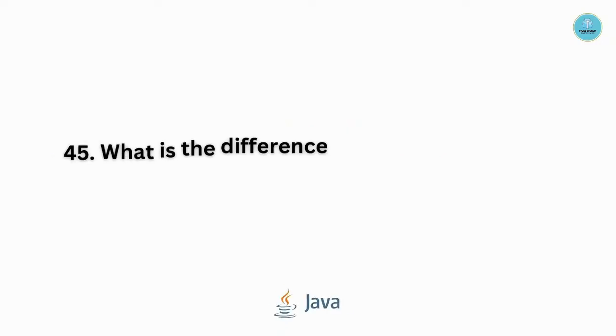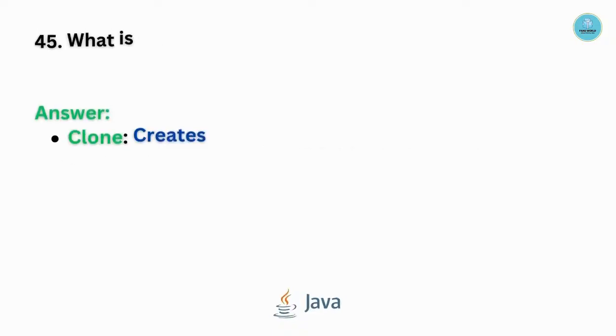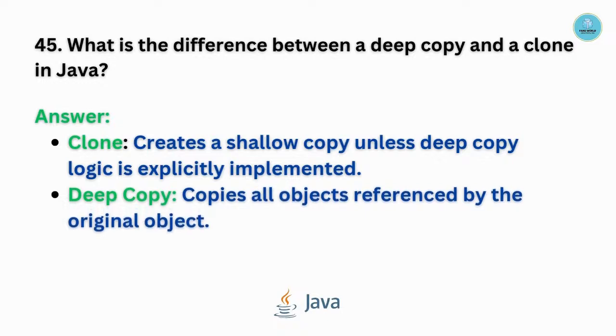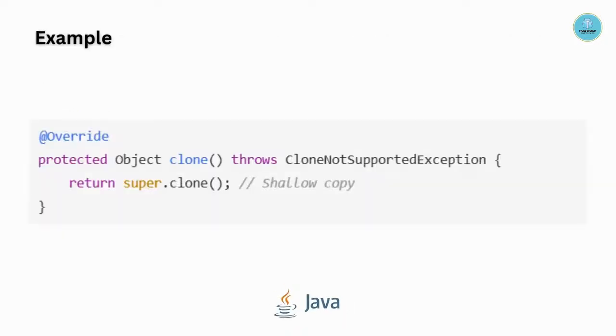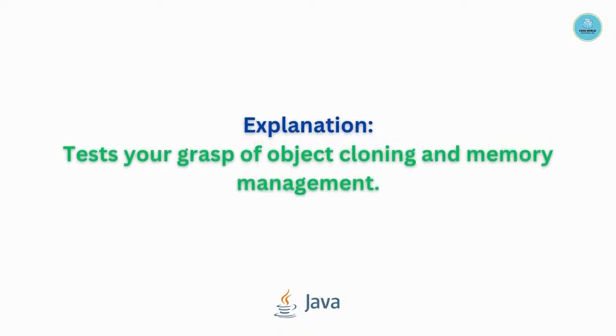Question number 45. What is the difference between a deep copy and a clone in Java? Clone creates a shallow copy unless deep copy logic is explicitly implemented. Deep copy copies all objects referenced by the original object. Example is as follows. Test your grasp of object cloning and memory management.